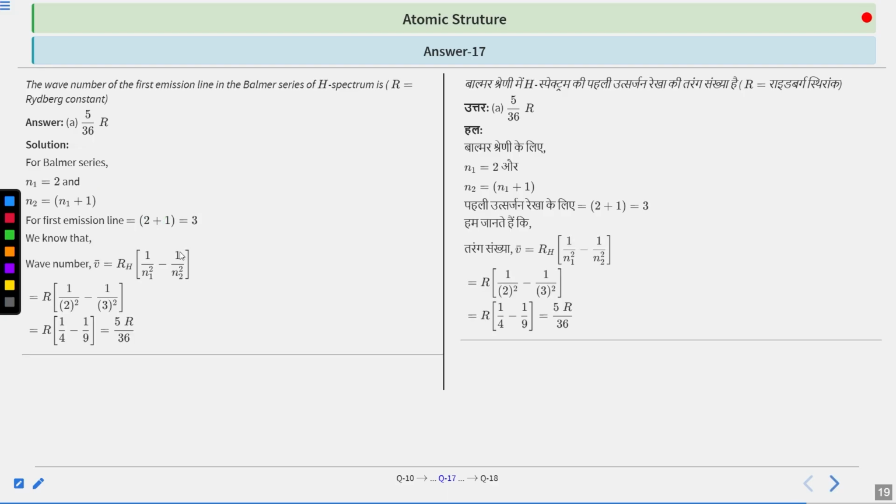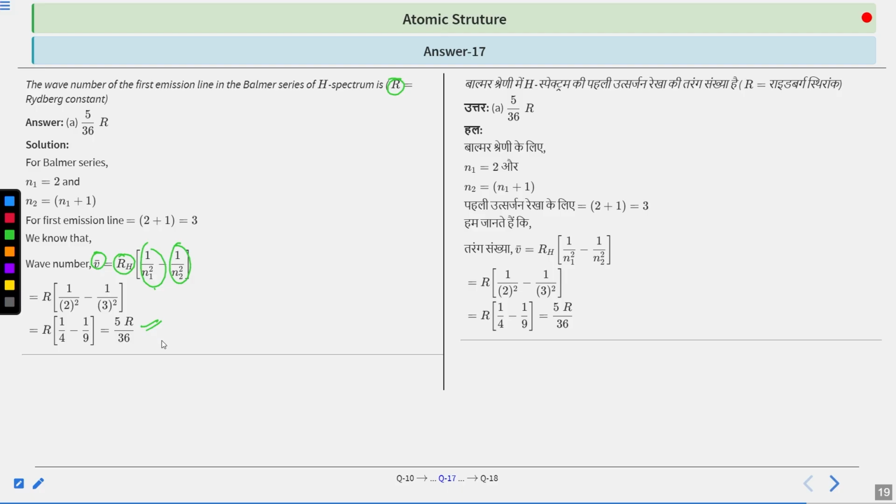Now we know the formula to calculate the wave number, which is nu bar equals R_H times (1 by n1 square minus 1 by n2 square). Keeping all these values, n1 equals 2 and n2 equals 3, so R multiplied by (1 by 2 square minus 1 by 3 square). We have taken R_H as R, since it is already mentioned that you have to take your Rydberg constant as R. If you calculate this, it gives 5 by 36 multiplied by R. This is your first emission line wave number value.